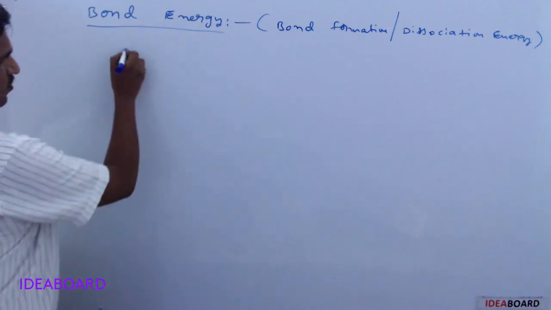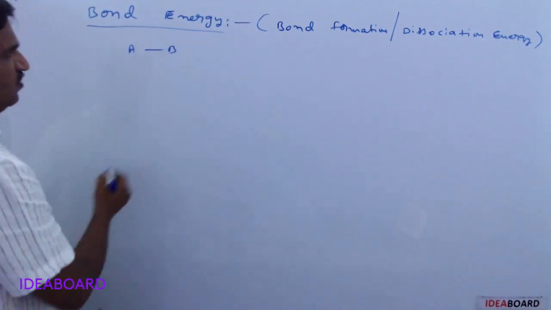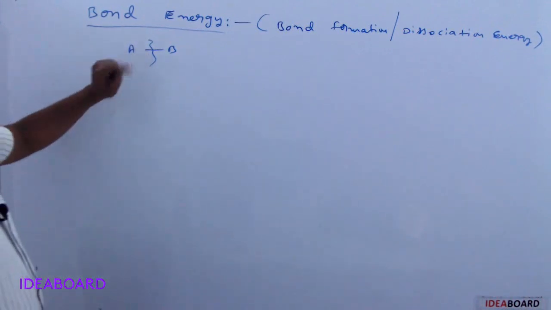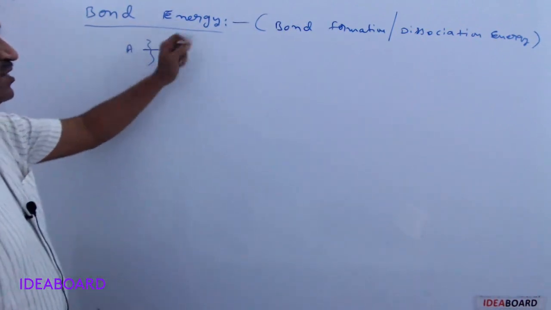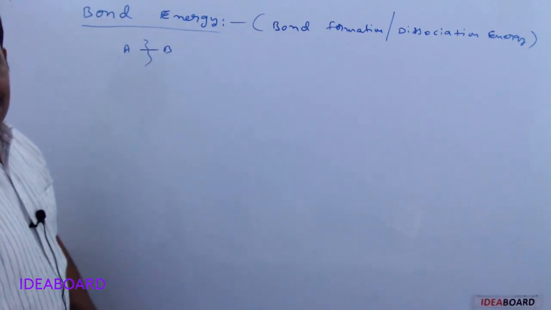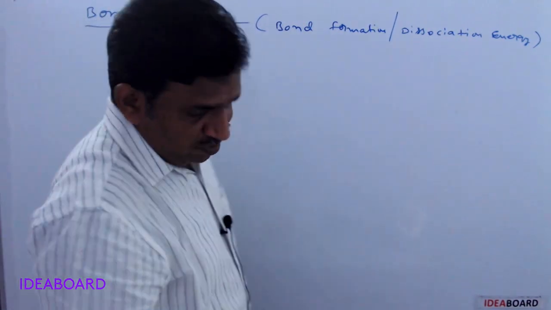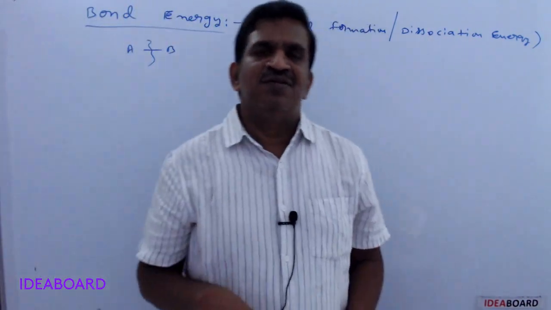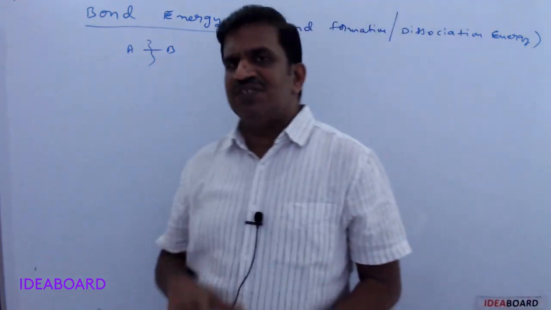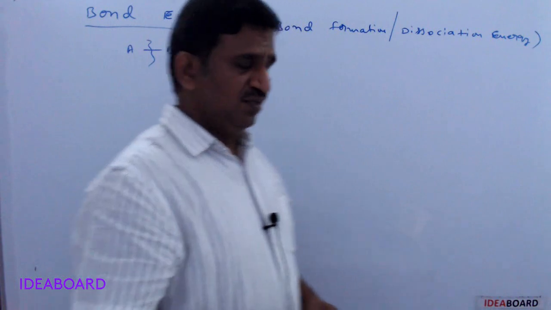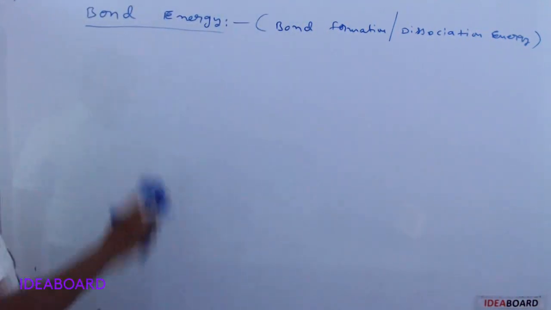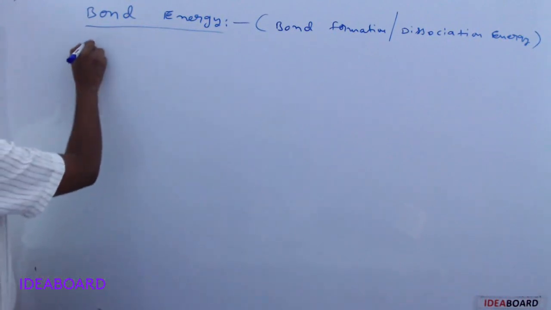Bond energy means, suppose you have A and B. In between these, if your bond is dissociating, the energy required to break this bond is called bond energy. Bond formation energy means the energy to make a bond between these two atoms. It is difficult to calculate bond formation energy compared to bond dissociation energy, which means we can calculate the bond dissociation energy more easily. And next, factors affecting bond energy or bond formation energy.